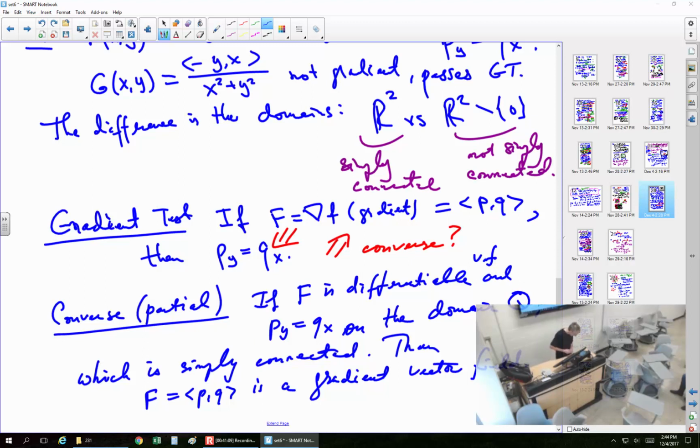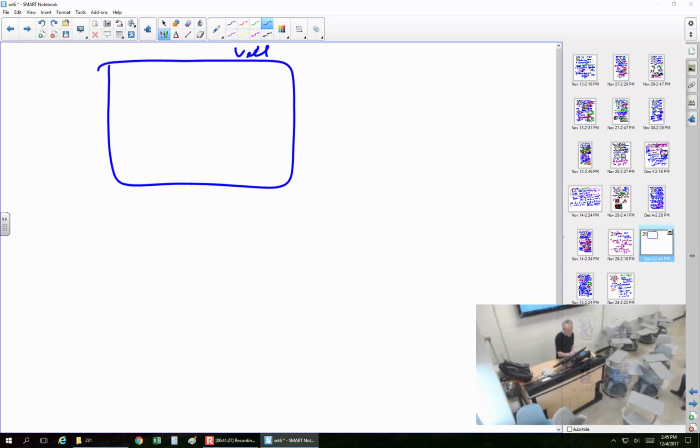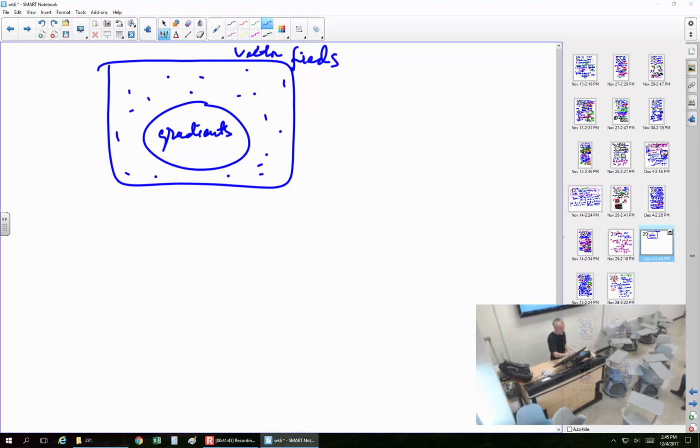Okay, so that's the converse. Then I guess we could do this side by side with what we did in calculus 1. You can't even say what it is, but if you take all the vector fields, then there are gradients, and you can't even tell these are the gradients. Gradients are here, and then there is a lot of room. I want to emphasize that there is a lot of room for vector fields that are not gradient vector fields.